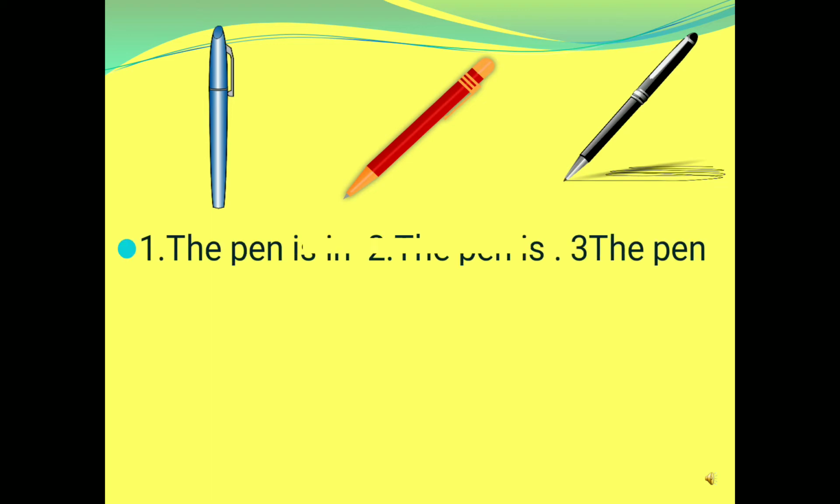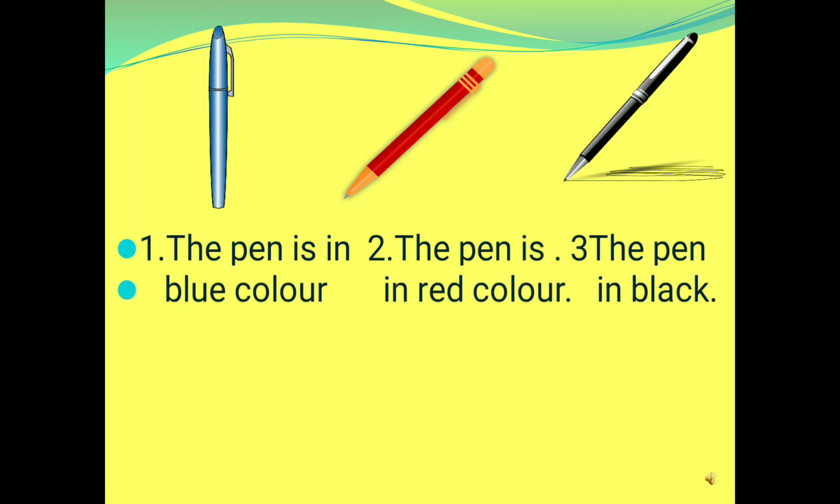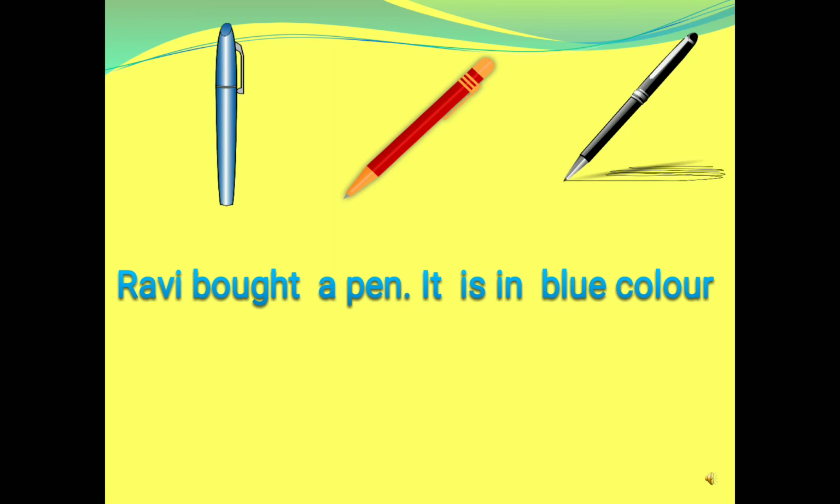Look at this picture. There are three different pens. The first pen is in blue color, the second pen is in red color, and the third pen is in black color. Suppose Ravi bought a pen. It is in blue color. Ravi bought a pen. It is in blue color.